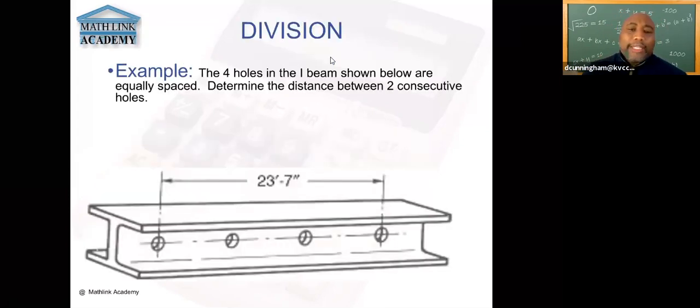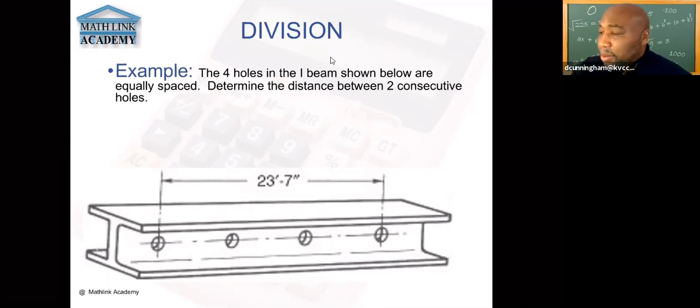So this is our example. The 4 holes in the I-beam shown below are equally spaced. 1, 2, 3, 4, you see there. It says determine the distance between 2 consecutive holes. So we want to figure out the distance between these consecutive holes, and they're going to be equally spaced. So let's figure out the distance.